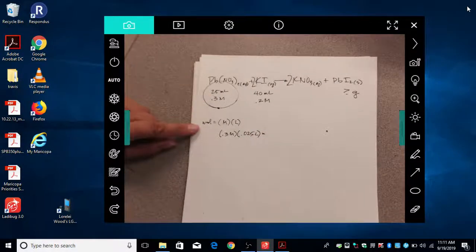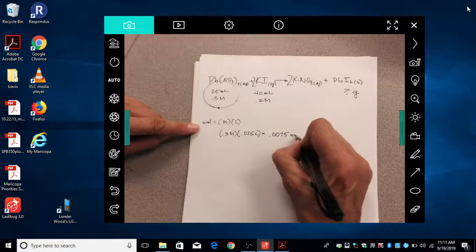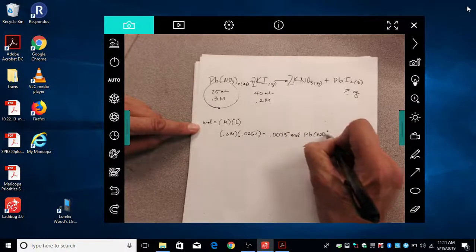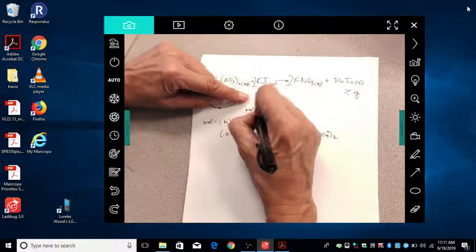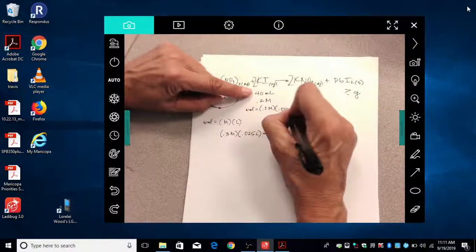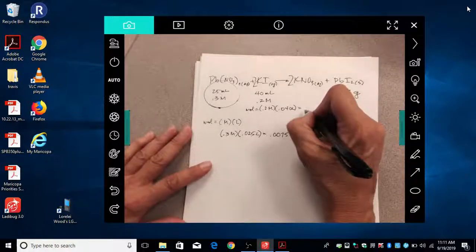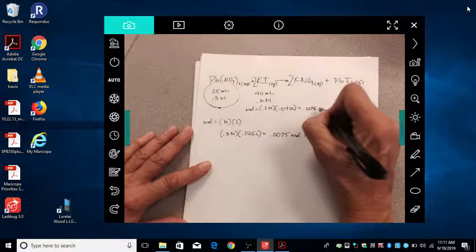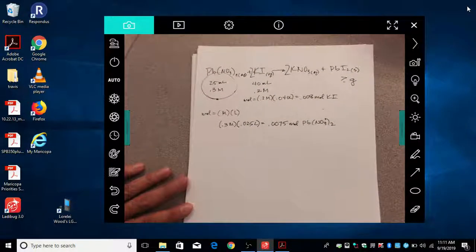Somebody with a calculator, what's 0.3 times 0.025? 0.0075 moles of the lead nitrate. Alright, we're going to do the same thing here. Moles of this stuff is equal to the concentration, 0.2 molar, times the volume, 0.040 liters. So that would be 2 times 4, 0.008? I think that's what it is, 0.008, right? Yep. Moles of KI.